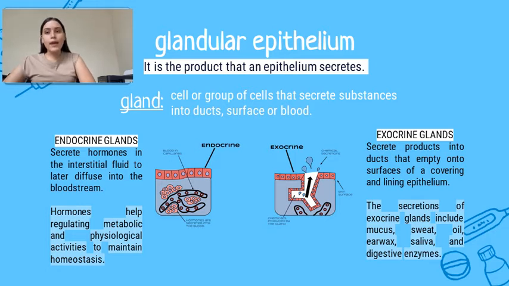And then we have the exocrine glands that secrete products into ducts that go into the surface of the covering and lining epithelium. These secretions can be oil, sweat, and some digestive enzymes.